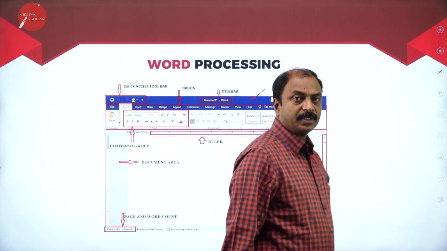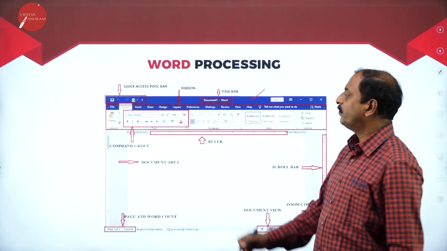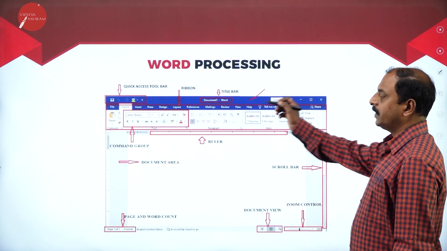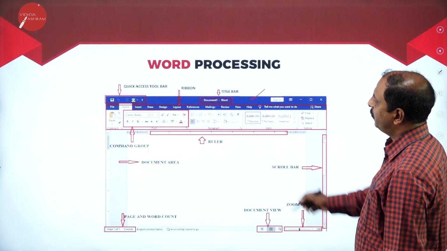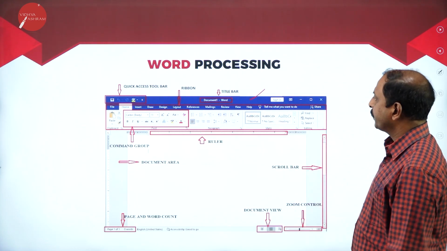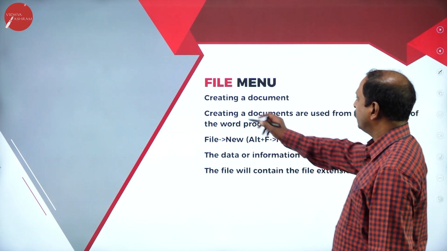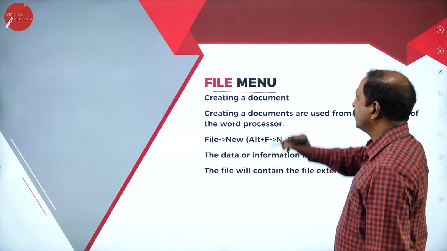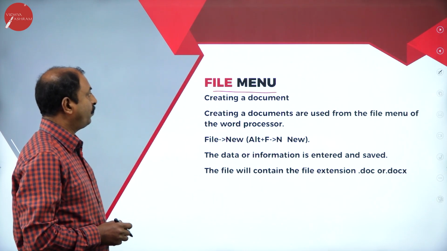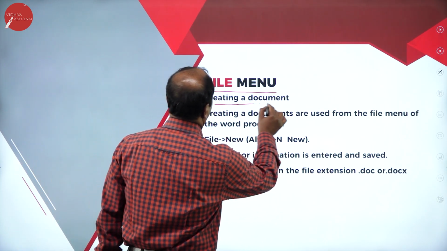So with the help of this, we can make use of different tools in MS Word. Now let us see the different functions or different tools or command groups one by one. Here the first one is the file menu. In the file menu, we have a number of options. The first one is creating a document.